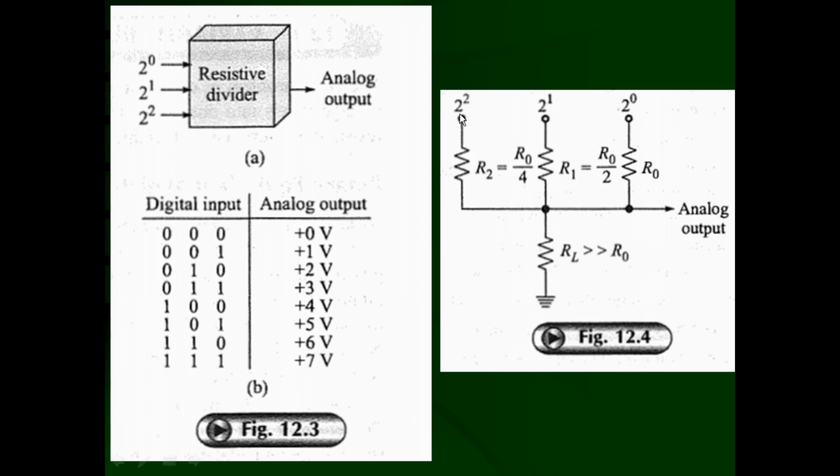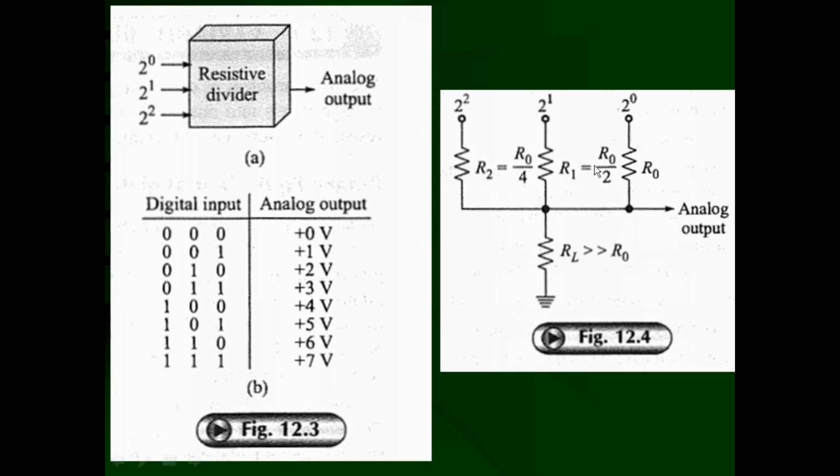So you can consider that there are 3 inputs: 2 raised to 2 is the MSB, 2 raised to 1, and then the LSB, 2 raised to 0. This has a resistance designated R0. Now here there is 2 raised to 1, and the resistance is called R1. The value of R1 should be equal to R0 by 2. That means this resistance should be half of R0. And at position 2 raised to 2, the resistance R2 is required to be 1/4 of R0.